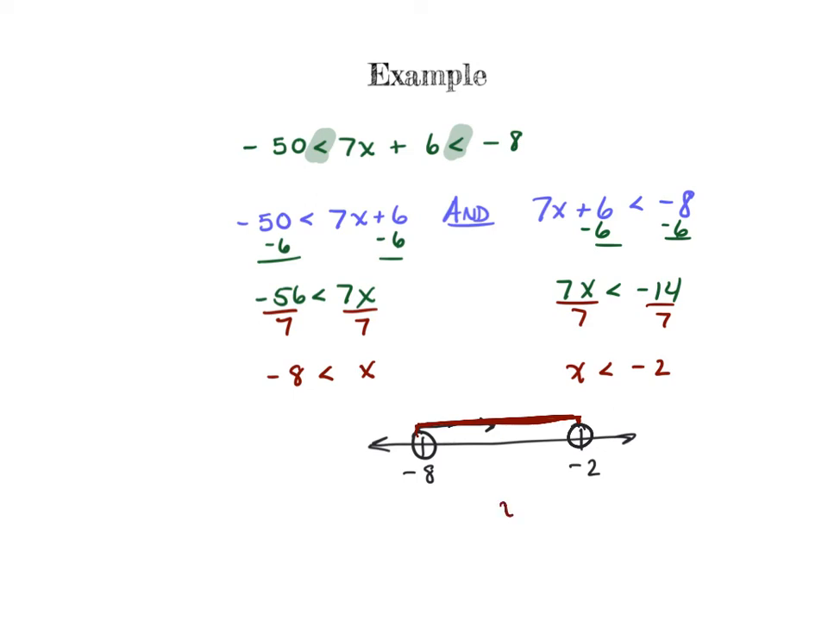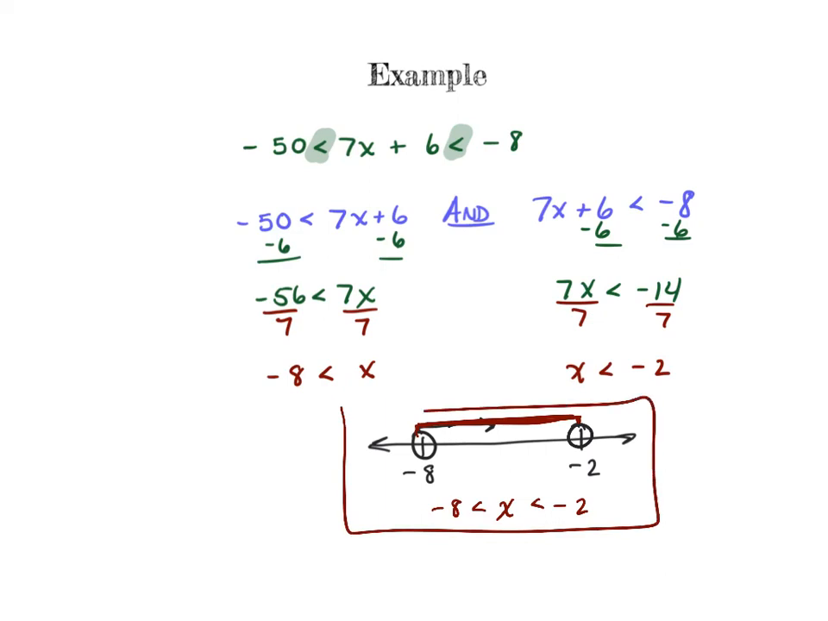And then I just write my inequality. Just put down your x, point your arrows to the left, negative 2, negative 8. And that's our abbreviation for how to write that and solution set.